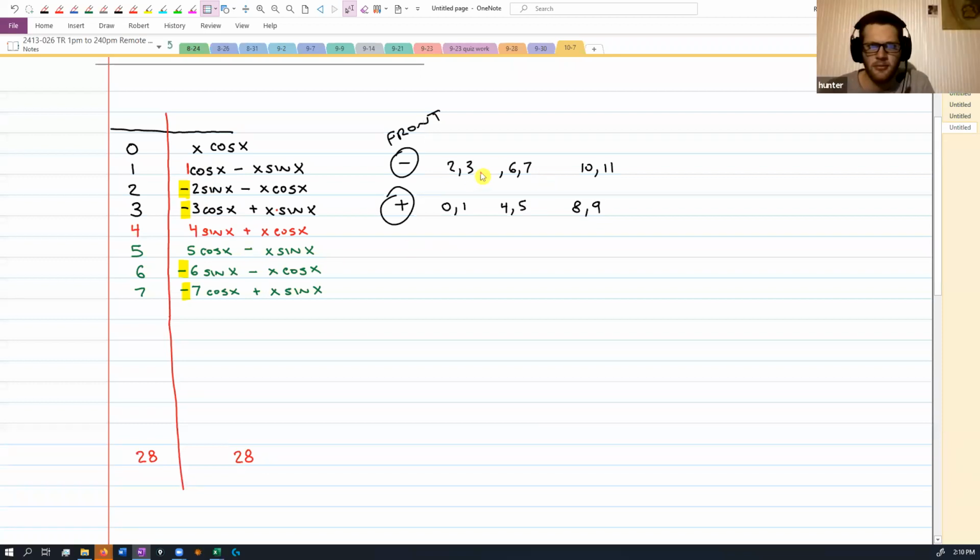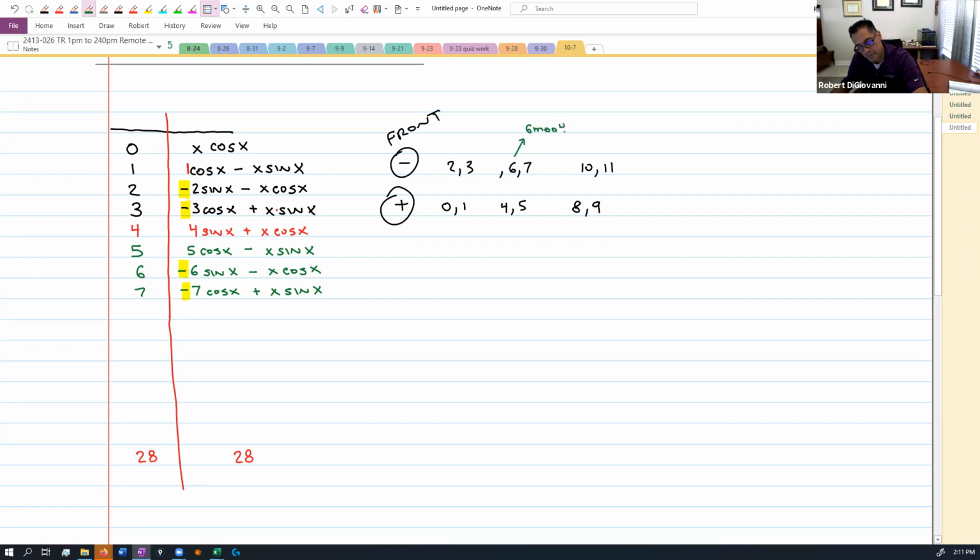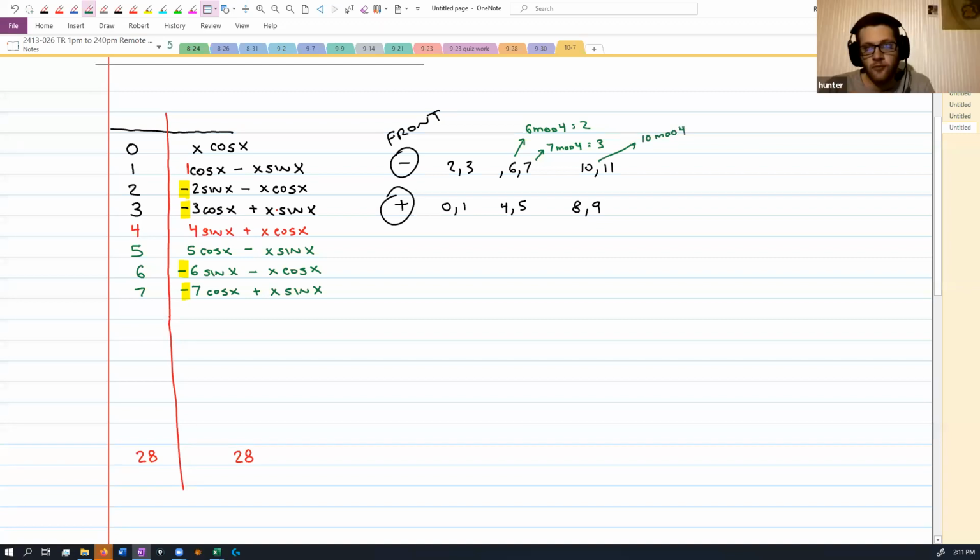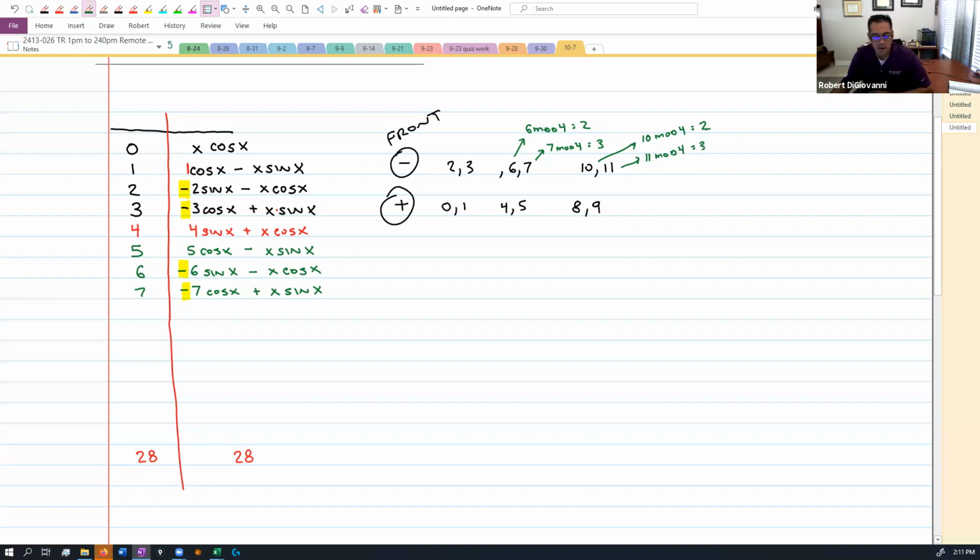Let's do this mod 4. What would 6 mod 4 be? 2, right? What would 7 mod 4 be? 3. What's 10 mod 4? 2 again. What's 11 mod 4? 3. And then if you do 2 and 3 mod 4, you're going to get 2 and 3. So it looks like if you're in this list, when you mod it, you either get 2 or 3, right?